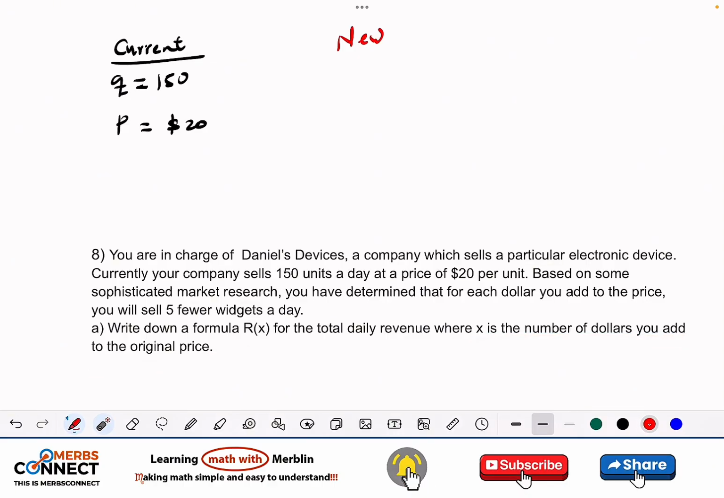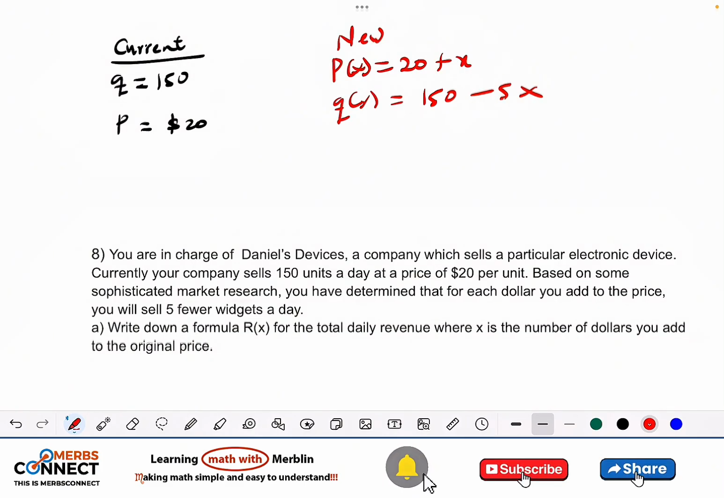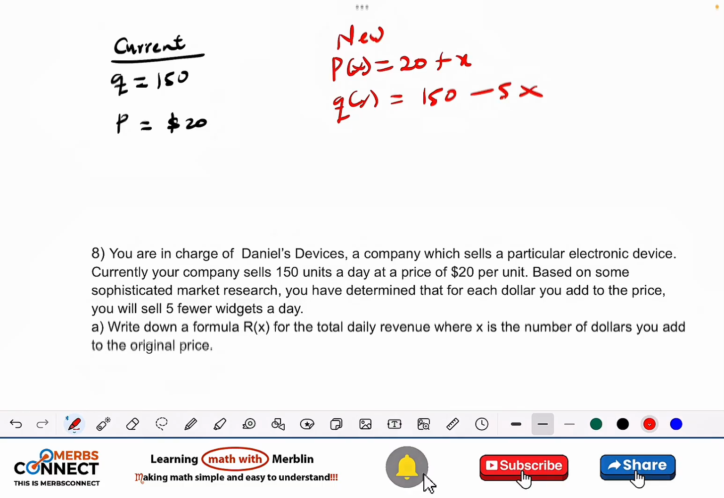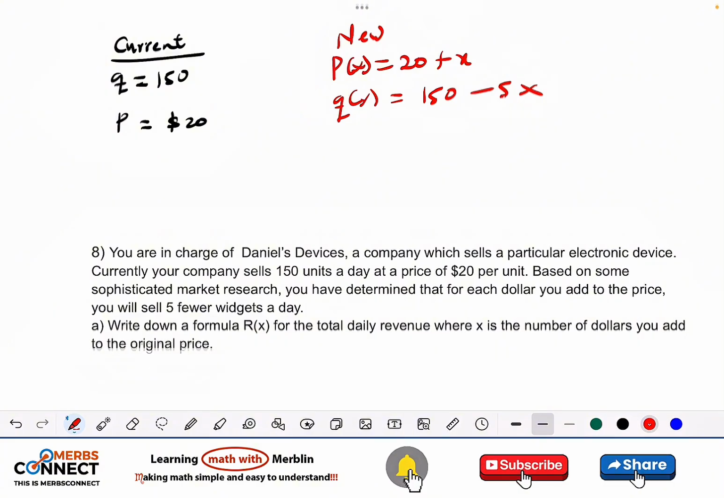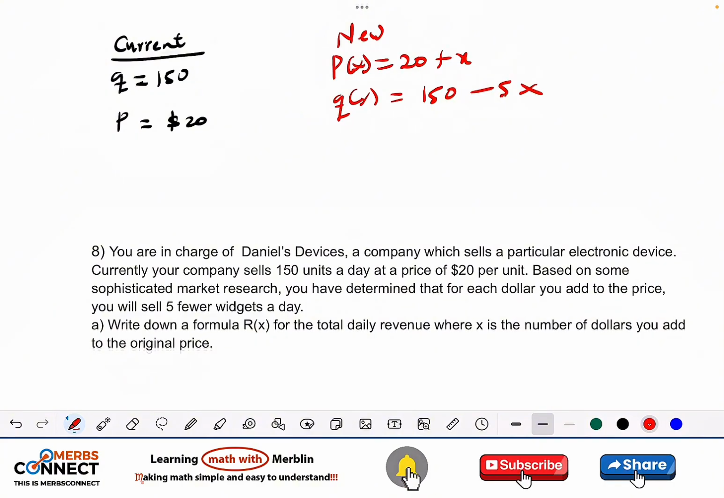So what will be the original price? This is the original price that we have here. Now our new price is going to be 20 plus X. When we increase the price by X, what happens to the quantity? The quantity is going to go down, so we have the current quantity minus 5X. When you increase it by just $1, X is equal to 1, it goes down by 5. But when you increase it by 2, it goes down by 10, and so on.